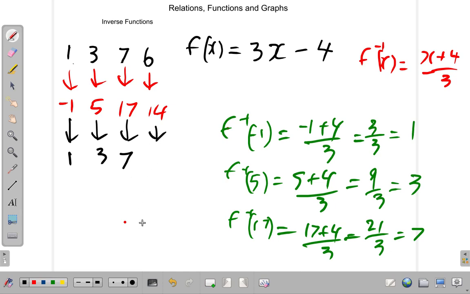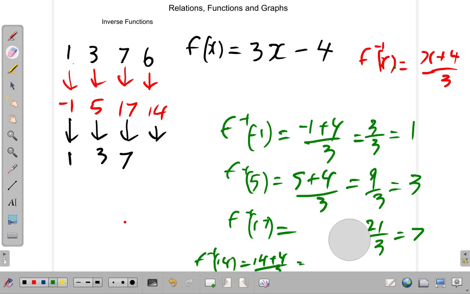Then for 14, we find f inverse of 14. X plus 4 divided by 3 becomes 14 plus 4 divided by 3. Kind of running out of space here. What is 14 plus 4? 14 plus 4 is 18, divided by 3. 18 divided by 3 is 6. So out comes 6.